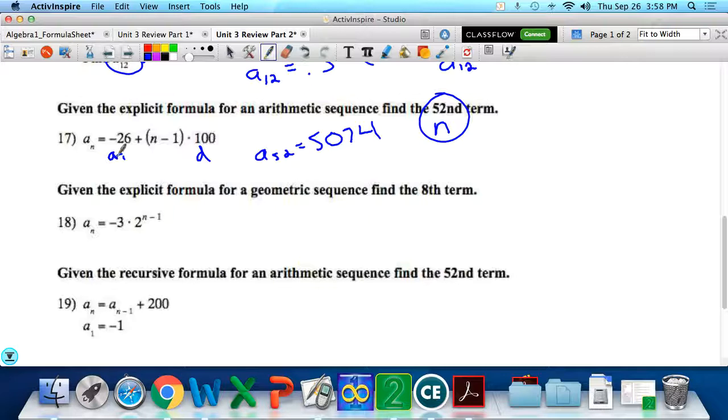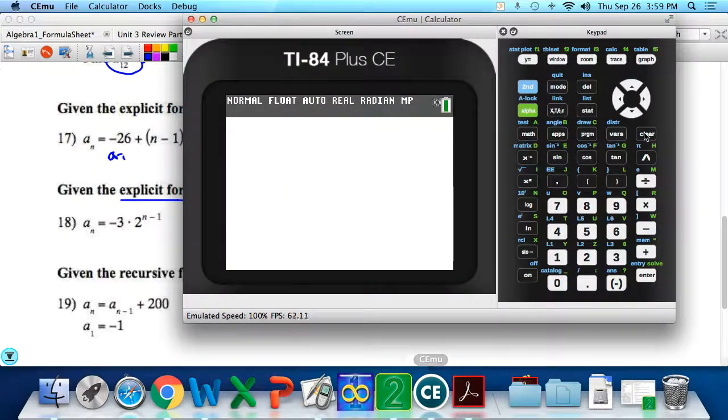Okay? 18, explicit geometric. Find the 8th term. Okay? So again, n is 8 here. And we're off and running because this is explicit. That's the type of formula we really love to have if we're finding a future term. So we're going to look for a sub 8 equals -3 times 2 raised to the 8 minus 1 power, and it's plug and chug. -3 times 2 raised to the 8 minus 1 power, and we get -384.